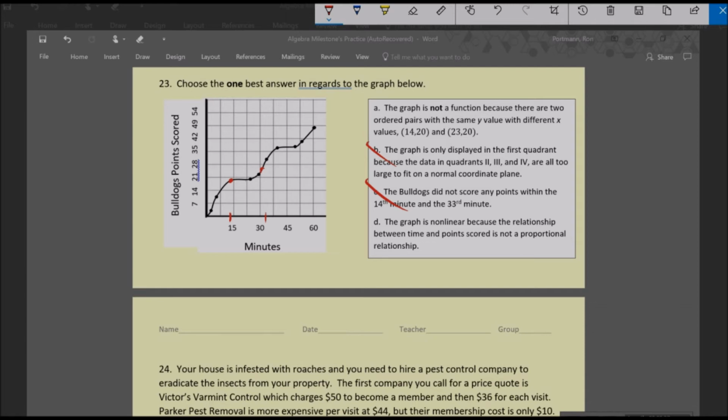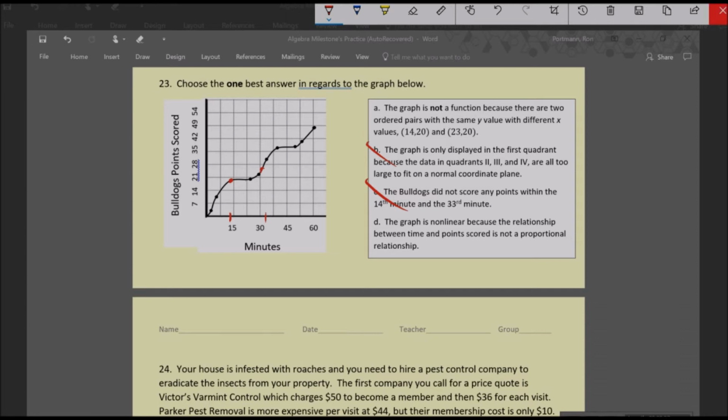D says the graph is non-linear because the relationship between time and points scored is not a proportional relationship. It's non-linear because they don't score the same amount of points every single minute. It's not like they score 3 points a minute. It's like they might score 7, and then a few minutes later they might score 14. So it doesn't go at a constant rate. There is a relationship there between the minutes played and the points scored because Georgia's always going to score those points, but it's not going to be a constant rate of change. All right, that's how you go through that question. That's the logic we're using.